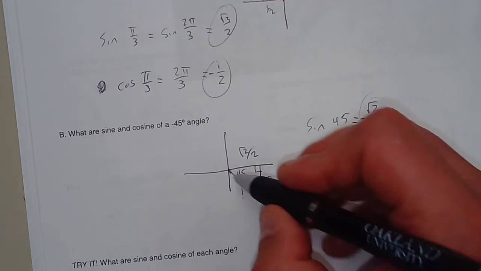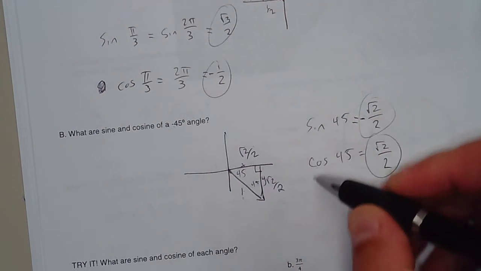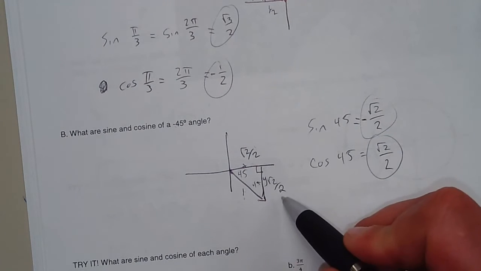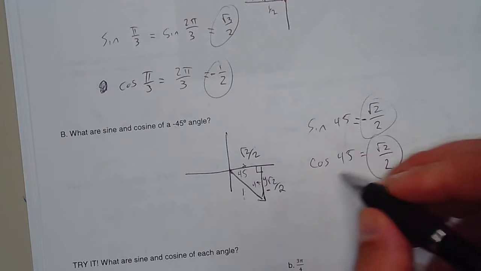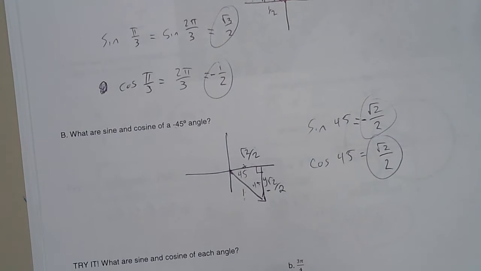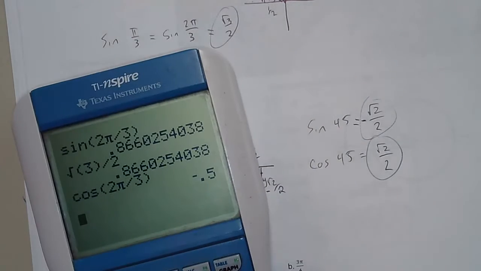So remember how these work. This is always your x, this is always your y. So when you're solving for the value there, we do know that this is technically a negative. So when we're doing our sine, this is a negative, so you can label that on there right away. These do check out in the calculator as well.